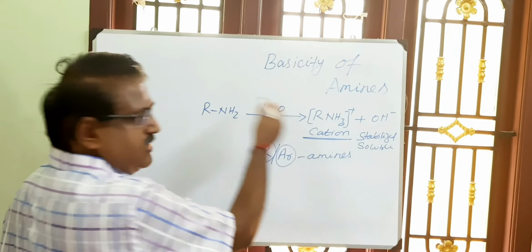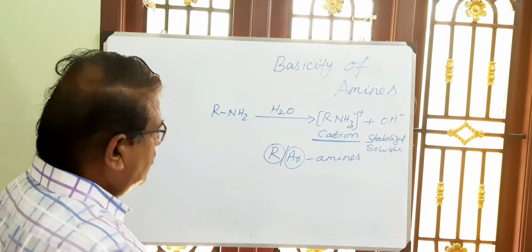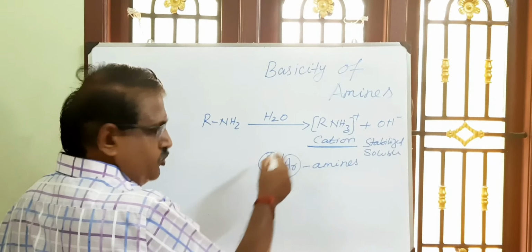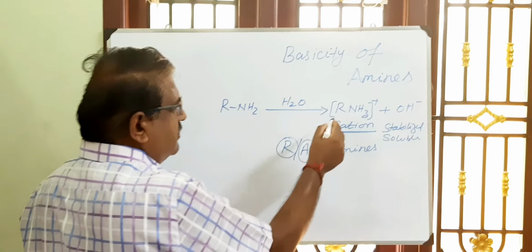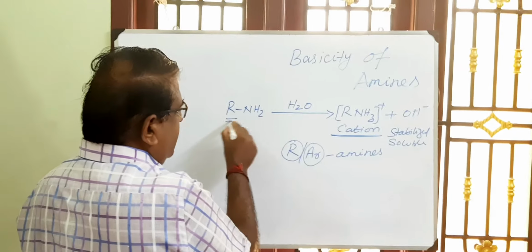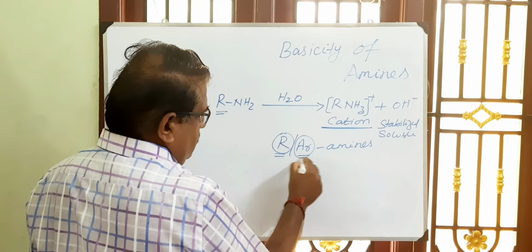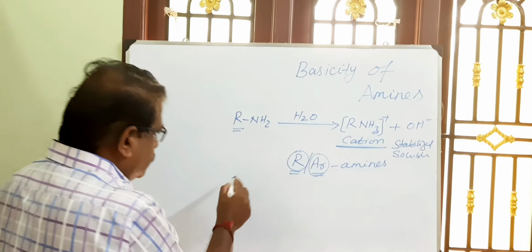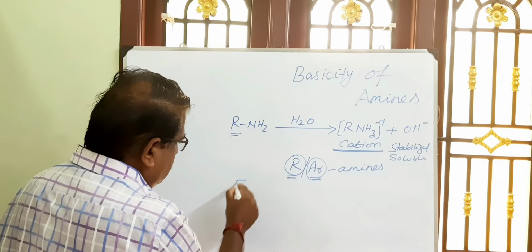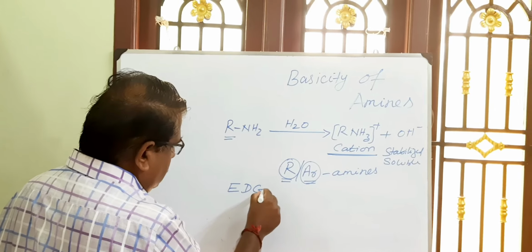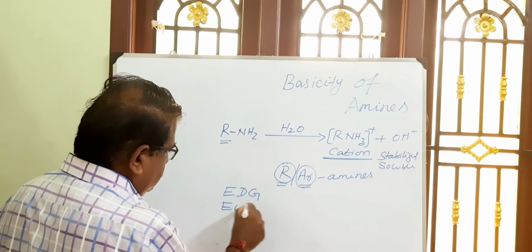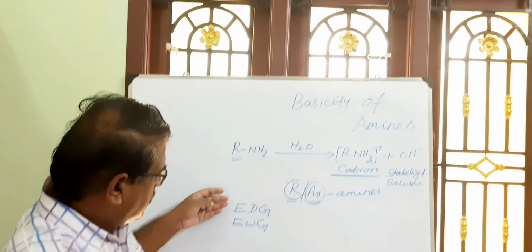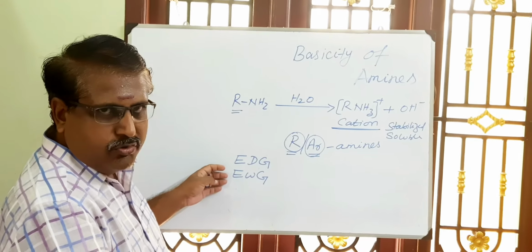Cations formed from the corresponding amines. The stability of the cations depends upon the groups substituted in the amines, which can be alkyl groups or aryl groups. The substituted groups can be broadly classified into electron donating groups and electron withdrawing groups.